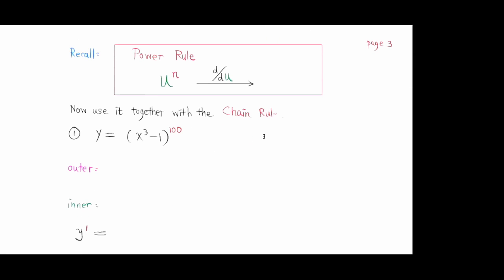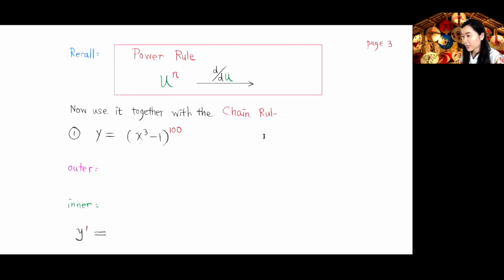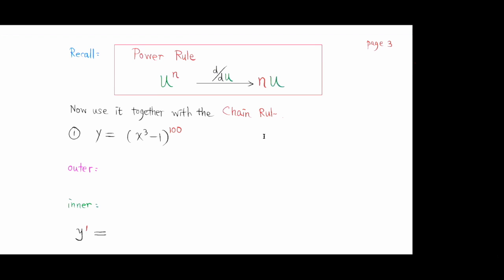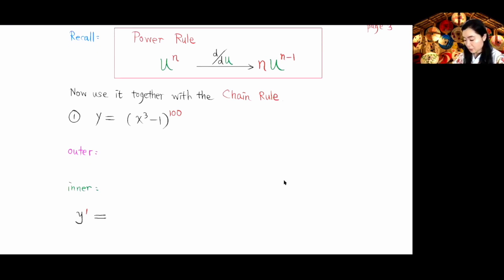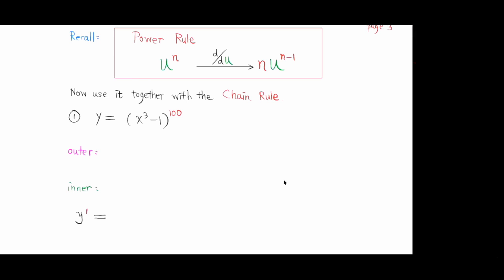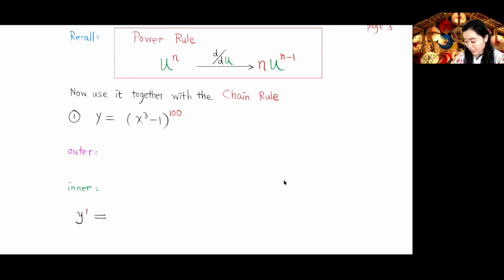Now, the power rule. So if you have u to the n power, when you differentiate it with respect to u, what is it? n times u to the n minus 1 power. Yes, got it. Good. Okay, now we're going to use it together with the chain rule, the chain rule we just learned. So y equal to this. Okay, so the outer function over here, what's the outer function, everyone? y equal to u to the 100. Good job. u to the 100.